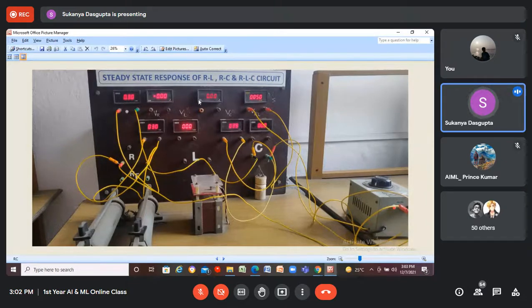See, there is no connection with these two meters, top row, the middle two. These are not connected, so the values are 0. They are not in operation, so 0 values are showing by them. Fine. And also VRL and VL are not required because we are doing this one for RC series. So definitely L is not there. So VL and VRL will be absent. So we only have VR, the voltage across resistor, and voltage across capacitor. Right?